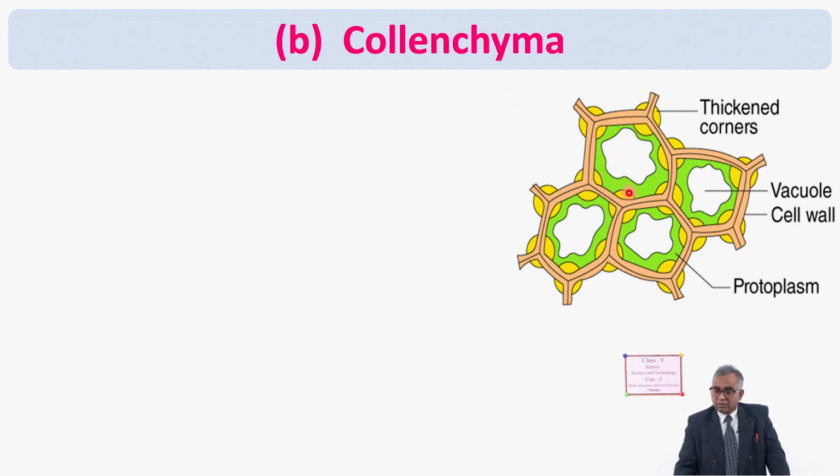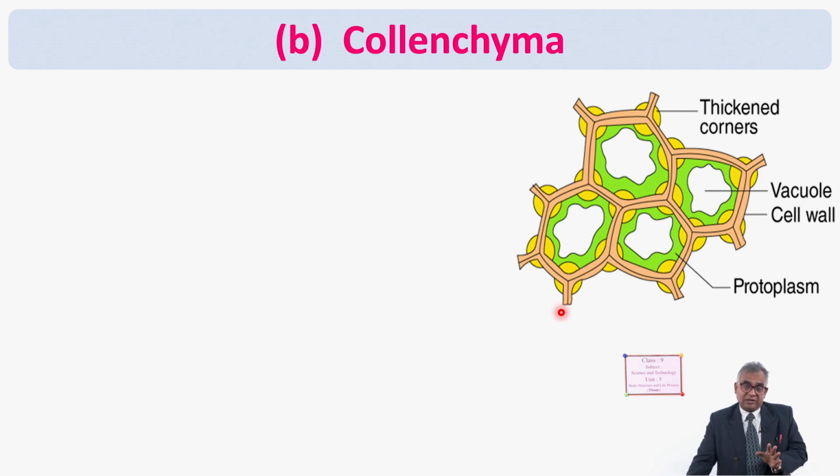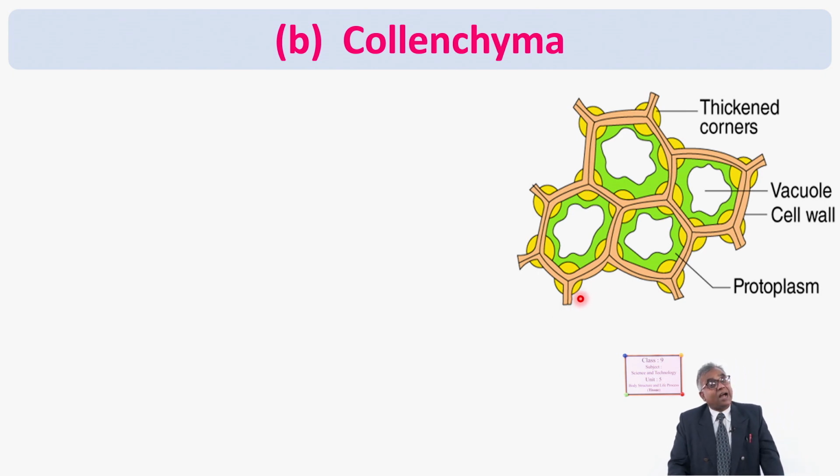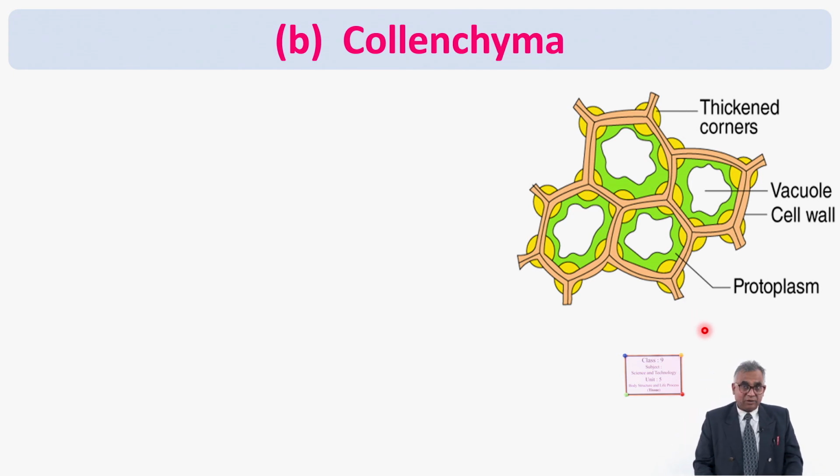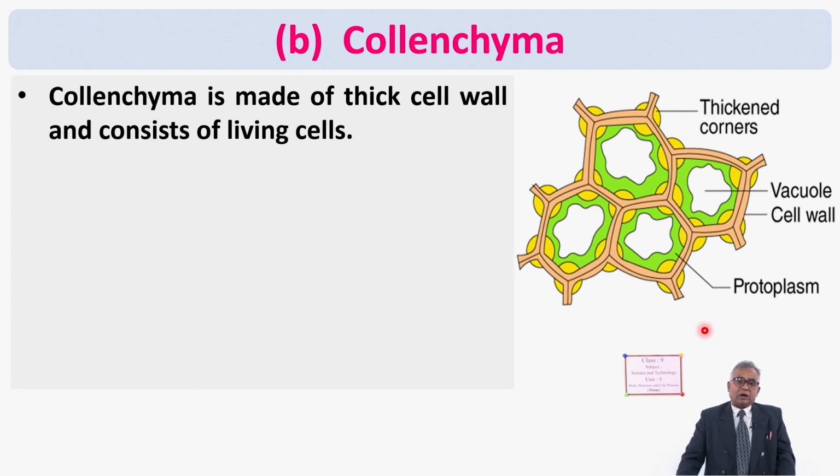Yes, here intercellular space is not seen, but don't have the misconception that it does not have intercellular space. It has. Okay, but in a diagram it is difficult to show. That's why it is not shown here. In fact, it has intercellular space. Okay, students. Now, collenchyma is made of thick cell wall and consists of living cells. Here also there are no dead cells.